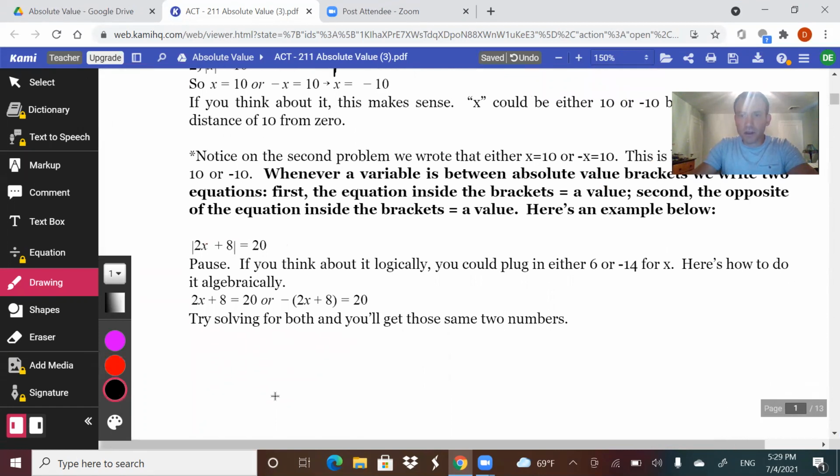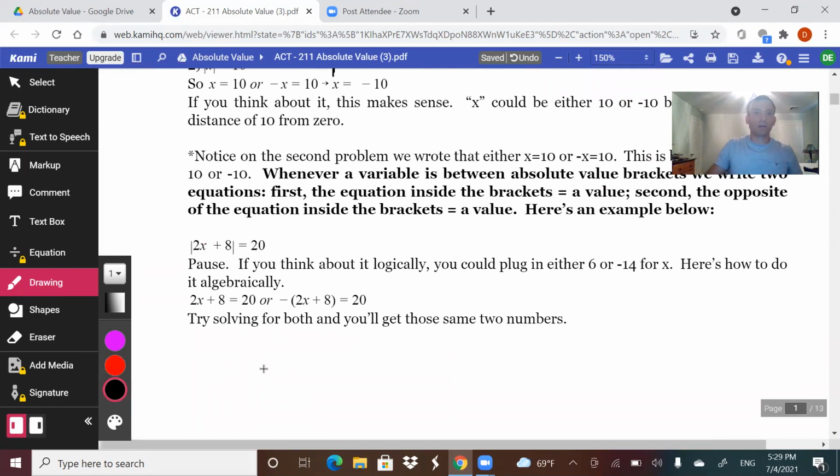Okay, so let's look at a problem that I've created here. We have the absolute value of 2x plus 8 equals 20, and we want to know what are the possible values for x. Let's think about this logically first. Whatever's in the brackets has to either be 20 or negative 20. To make this 20, we need to make x 6, right? If we make x 6, then 2 times 6 is 12 plus 8 is 20.